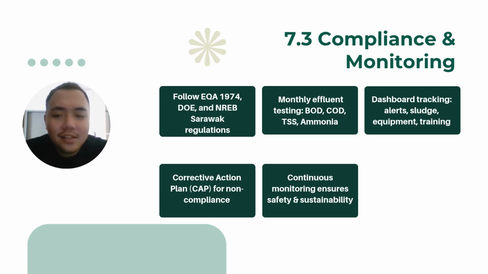So lastly is compliance and monitoring. All these actions aim to comply with EQA 1974, DOE, and NREB Sarawak regulations. The project will conduct monthly effluent testing for parameters like BOD, COD, ammonia, and TSS, and track these results using a compliance dashboard. If any issues occur, a corrective action plan, or CAP, will be activated within 24 hours. With this, the project ensures safe, sustainable aquaculture operations with minimal environmental impact.